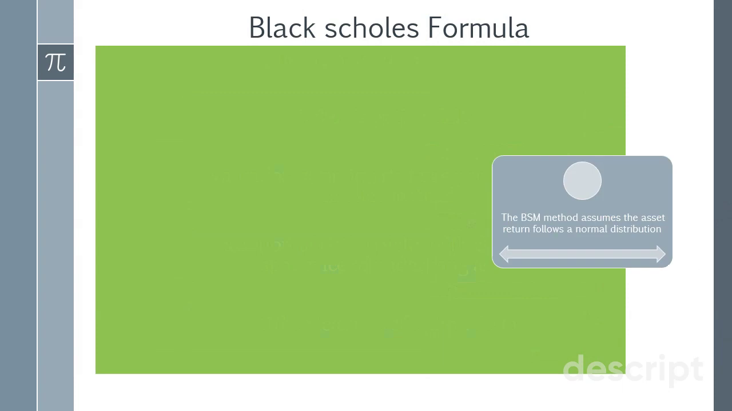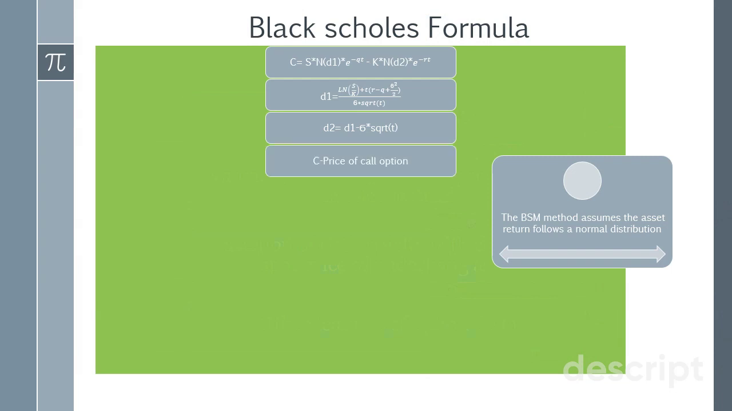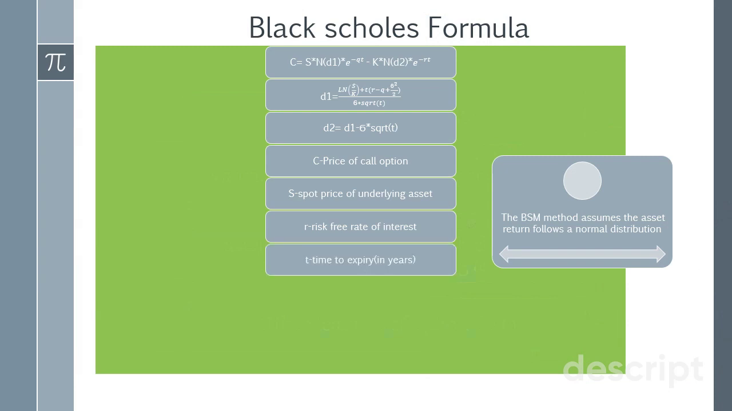The Black-Scholes formula for call option valuation is given below. The BSM method assumes the asset return follows a normal distribution. The various factors affecting the option value are spot price of the underlying asset, volatility of the asset, time to expiry of option, risk-free rate of return, and the dividend yield of the underlying security.